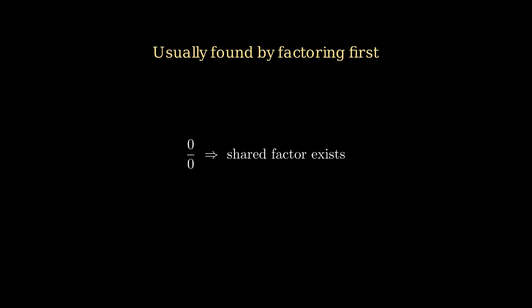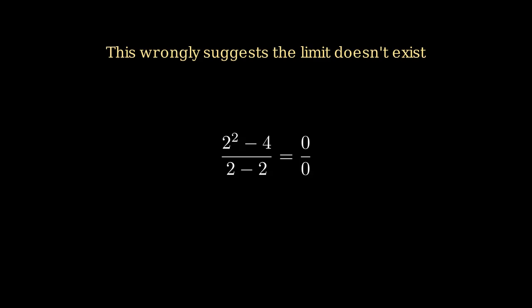Now for a common trip up. Learners often factor and cancel correctly, but then, out of habit, substitute x equals 2 back into the original uncancelled expression. That lands them right back on 0 over 0, and they wrongly conclude the limit does not exist.